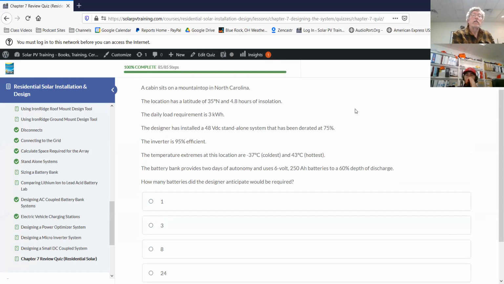The daily load is 3 kilowatt hours per day. The designer is using a 48-volt battery bank. It's been derated at 75%. The inverter is 95% efficient. The temperature extremes, coldest temperature 37, hottest 43. The batteries that we're using for 2 days of autonomy are 6 volt, 250 amp hour with a 60% depth of discharge. So the question is, how many batteries do we need?